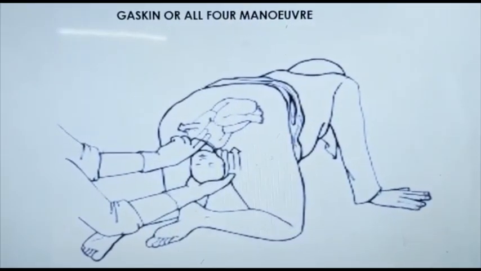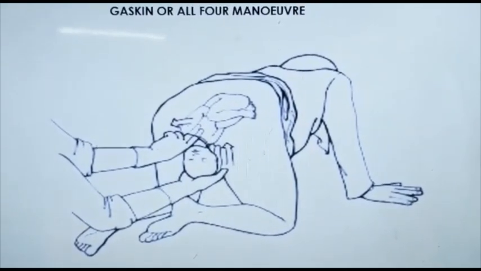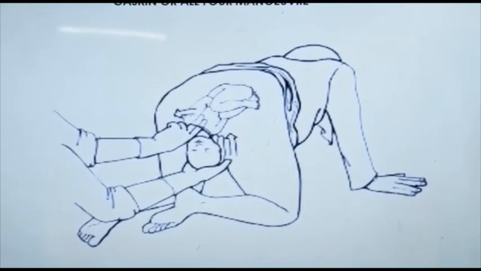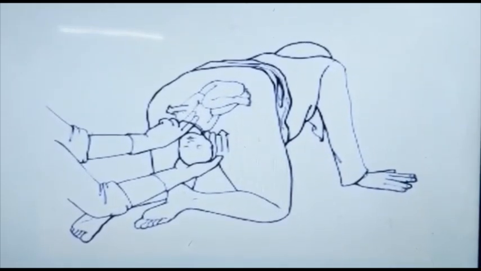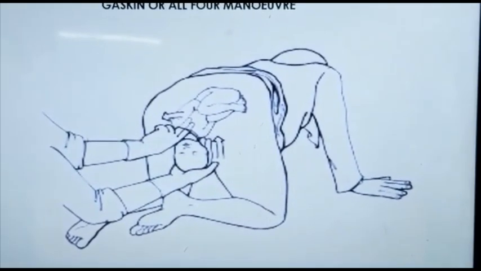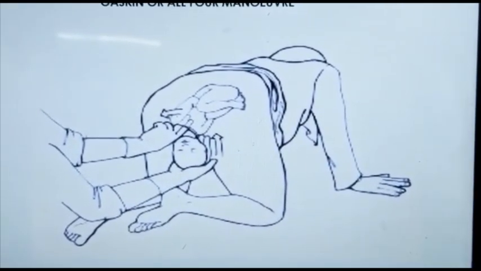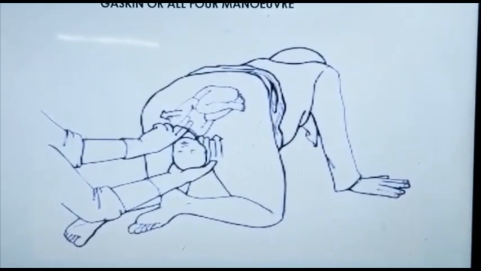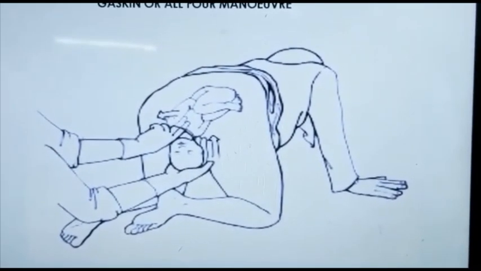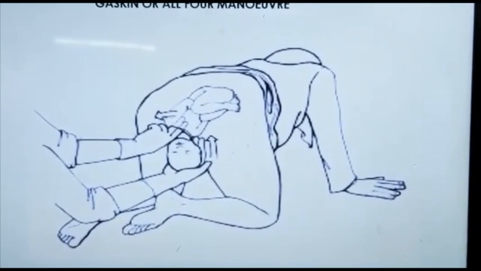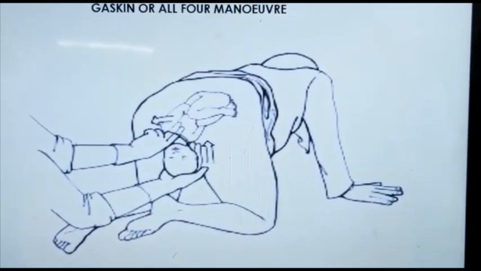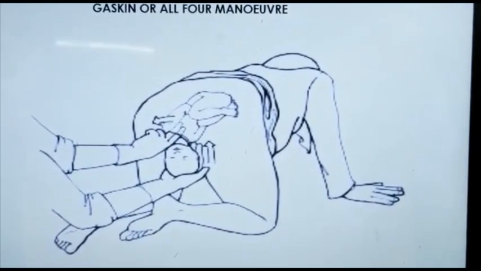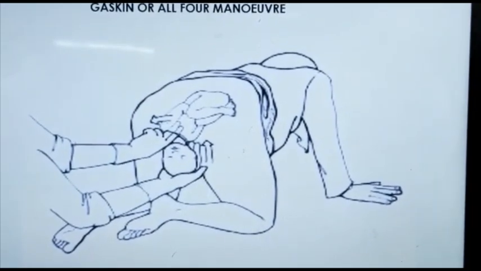Gaskin or the all fours maneuver. This maneuver requires the patient to roll from the existing supine or dorsal lithotomy position to an all fours position. The precise mechanism by which this maneuver acts to relieve shoulder dystocia is unknown, although it has been documented that the pelvic diameters increase when the laboring woman changes from the dorsal recumbent position.